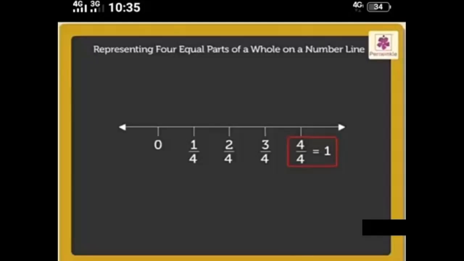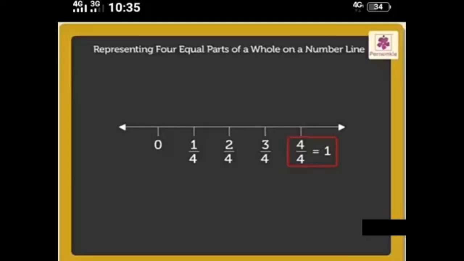Next case, the third case. How many parts are there? 0 to 1 is the first part, 1 to 2 is the second part, and 2 to 3 is the third part. How many parts? 3 parts. 3 is the numerator. Total parts, how many? 4. So the denominator is 4. 3 by 4.